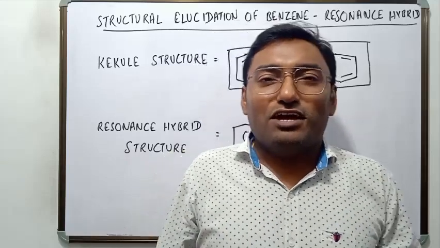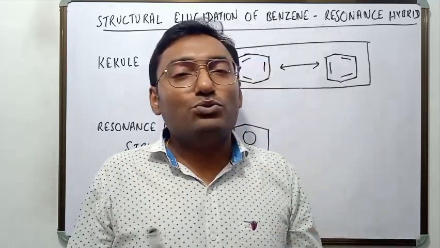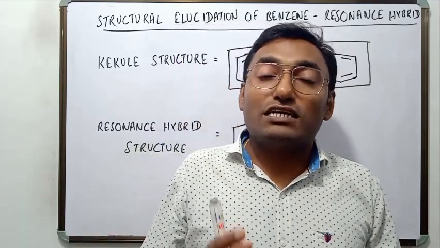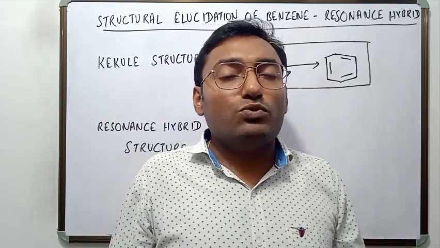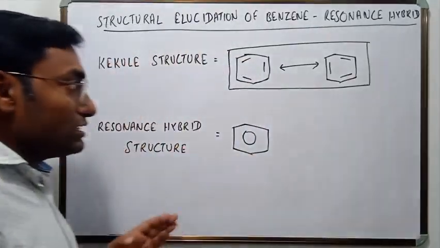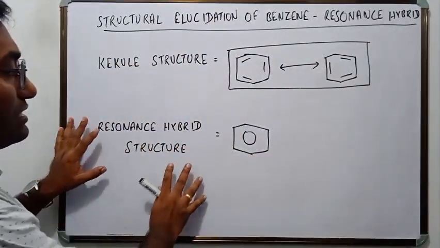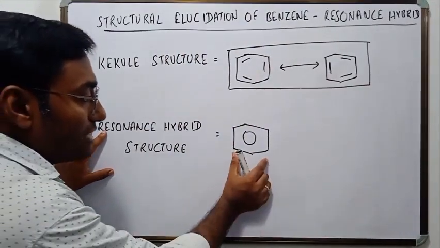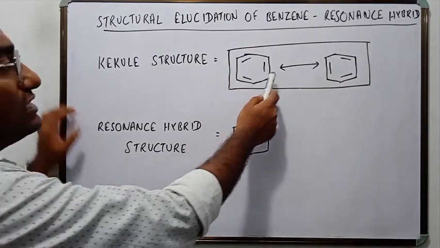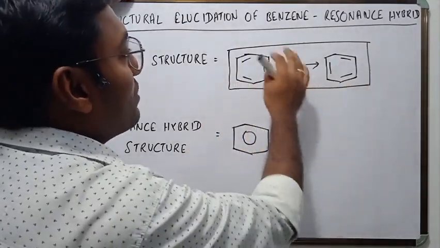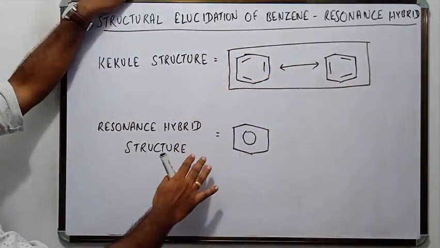Welcome to the class. Dear students, this is part 2 of the video titled Structural Elucidation of Benzene. Here we are going to prove that the real structure of benzene is the resonance hybrid structure. This is the actual structure of benzene and not this. The Kekulé structure is a false structure. This is what we are going to see in this video.